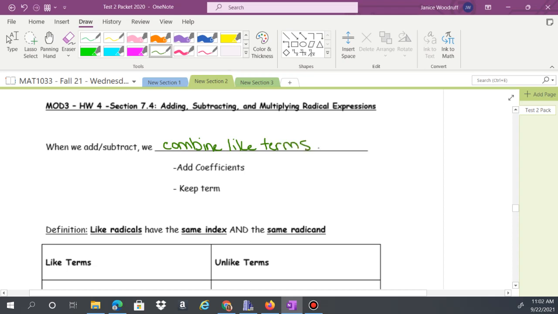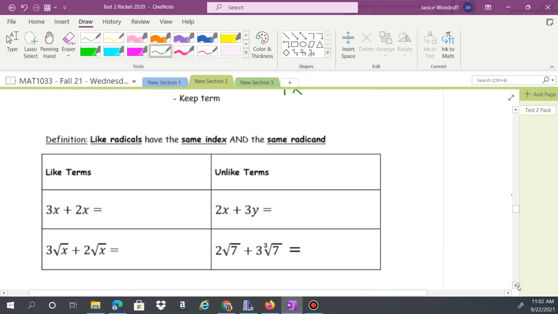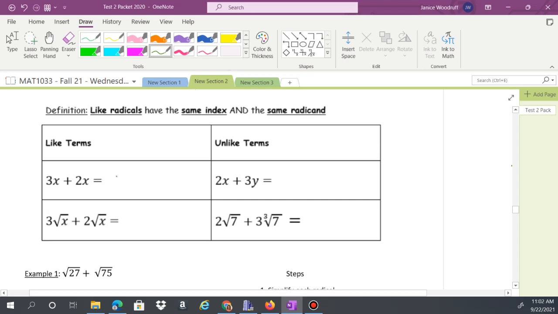So we're going to treat radicals the same way that we treat any term with an x. We will add the coefficients and keep the term the same. For example, if I had 2x plus 5x, I would add 2 plus 5, and that would give me 7, and I would keep the x the same as just x. So 3x and 2x would give us 5x, but we would not be able to add 2x and 3y because they have different endings.